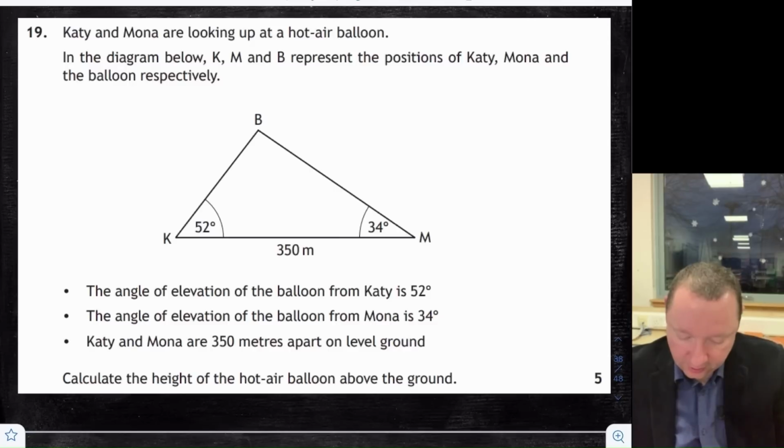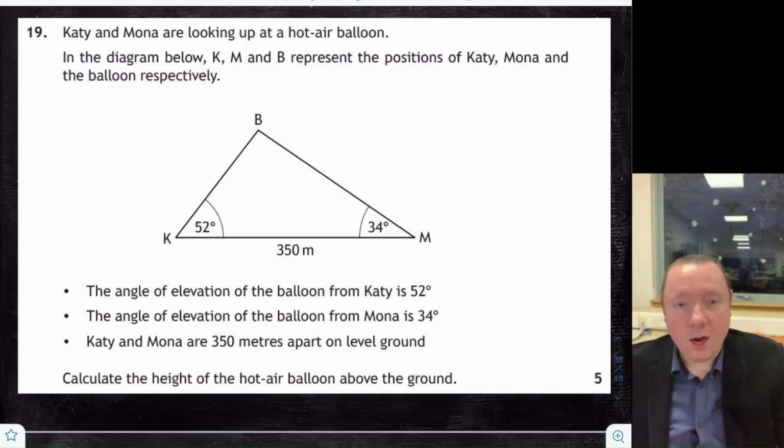So that'd be Katie, that'd be Mona, that'd be balloon. The angle of elevation of the balloon from Katie is 52, there it's shown there. The angle of elevation of the balloon from Mona is 34, there it's shown there. And the distance between Katie and Mona is 350. And it says, calculate the height of the hot air balloon above the ground.